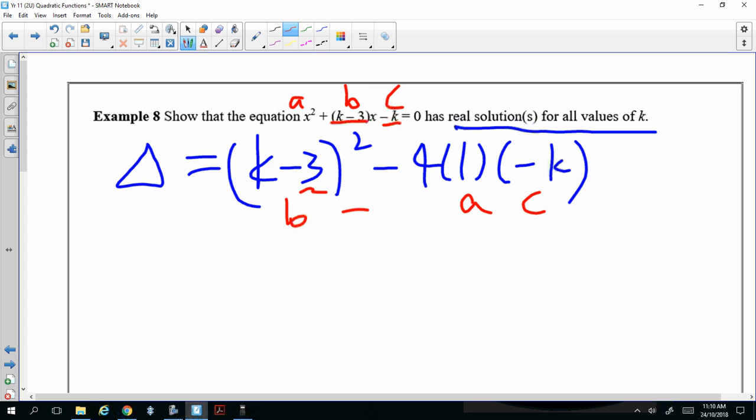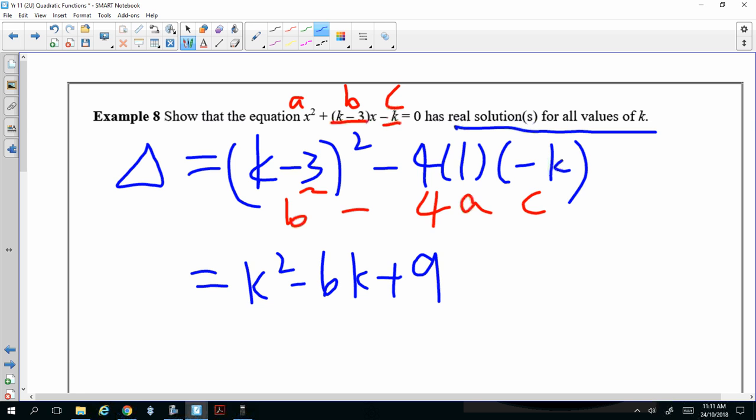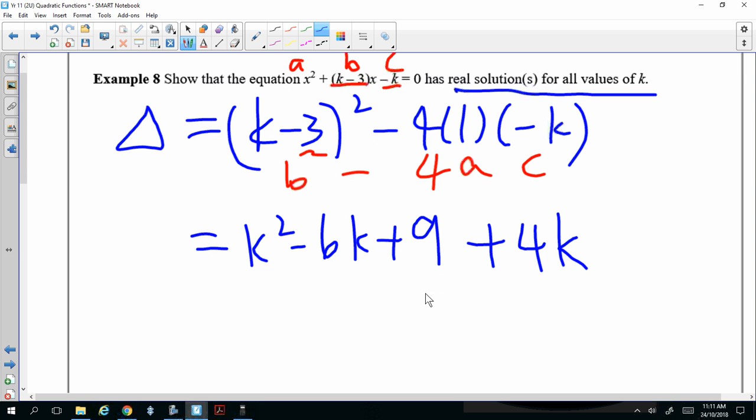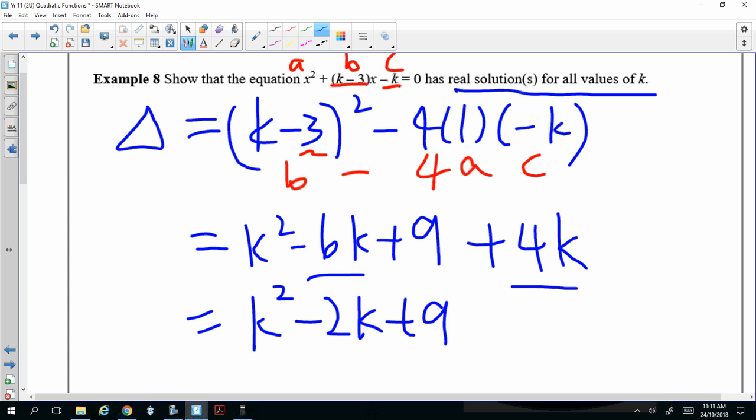Like that. And if we collect like terms, you get k squared minus 2k plus 9. Like that.